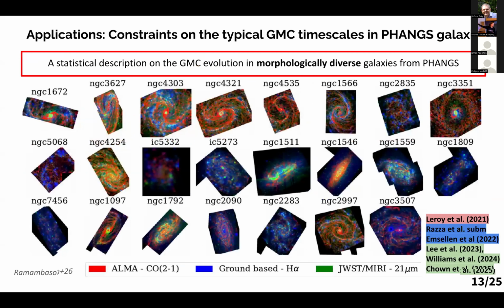And I will now present a few results obtained in the nearby universe, specifically applying this methodology to the PHANGS sample, using as a tracer of the gas the ALMA emission that is obtained for galaxies with a wide range of morphology, and for the tracer of the star formation rate, the H-alpha emission with ground-based telescopes and MUSE, and also taking advantage of the recent JWST observations, providing a mid-infrared view of the star formation.